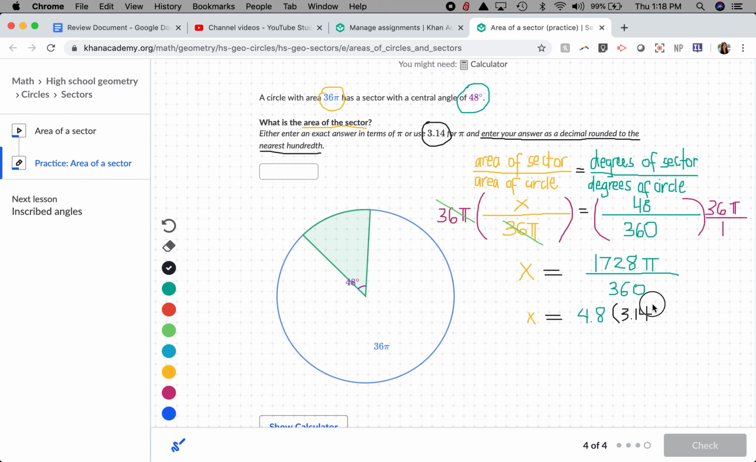Okay. Now the resulting product here will be our x. And remember, they want us to round to the nearest hundredth. So let's go ahead and multiply. 4.8 times 3.14 is going to give us, rounded to the nearest hundredth, 15.07. And we'll take that as our final answer.